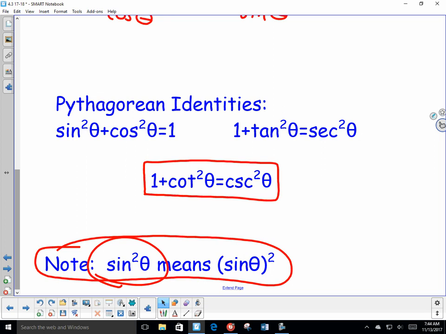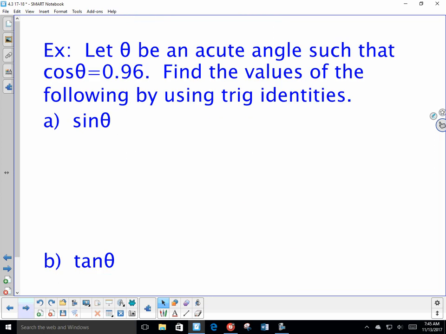Okay, so these fundamental identities, you will need to memorize them, and I am going to suggest that you write these on little flashcards, like put one side on one and what it's equal to on the other side, but we'll talk about that to help you learn these. Okay, so let's take a look at this example. Let theta be an acute angle such that cosine of theta is equal to 0.96. And we are trying to find the values of the following by using trig identities.